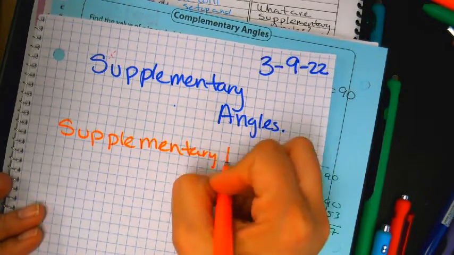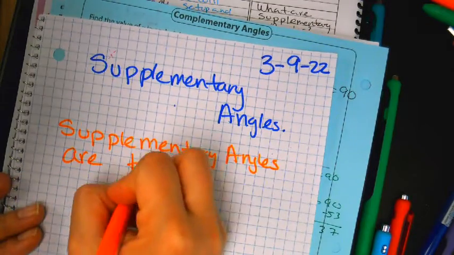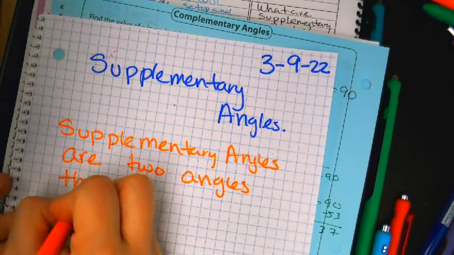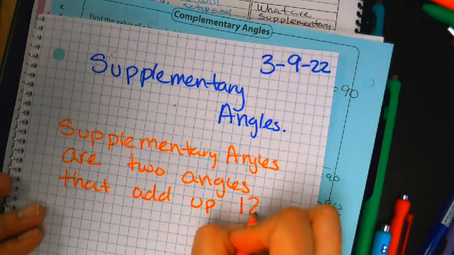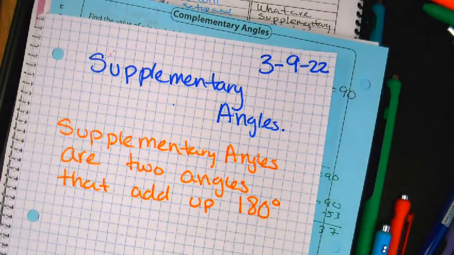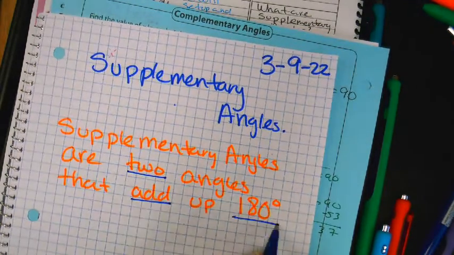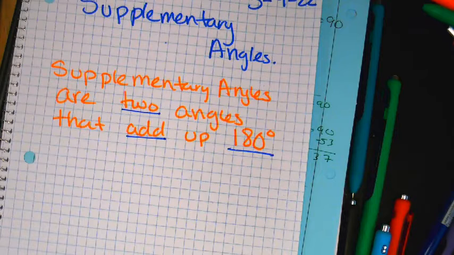Supplementary angles are two angles that add up to 180 degrees. So it's two angles that add up to 180 degrees. What did complementary add up to? 90. So this one's 180. It's double.